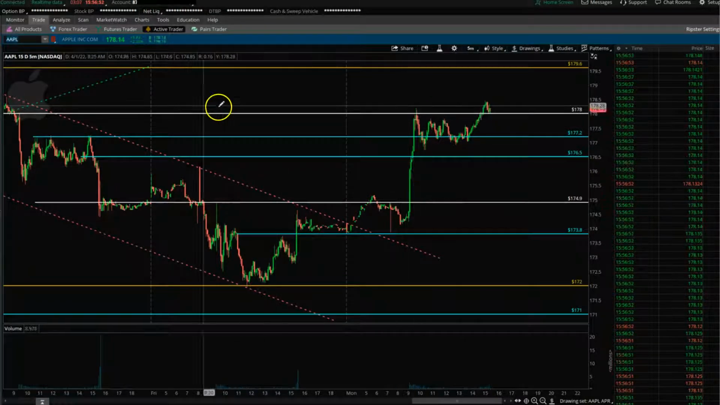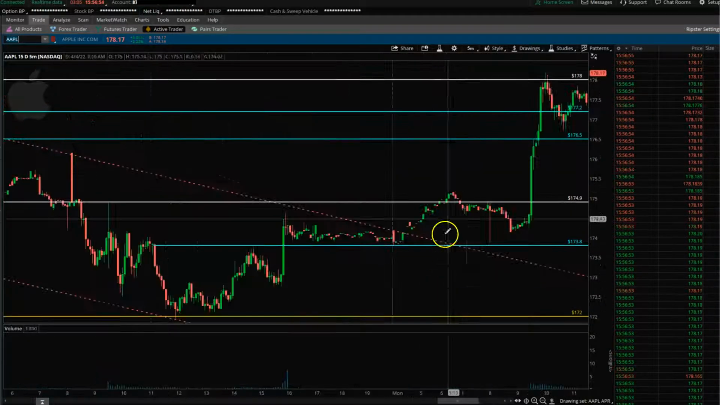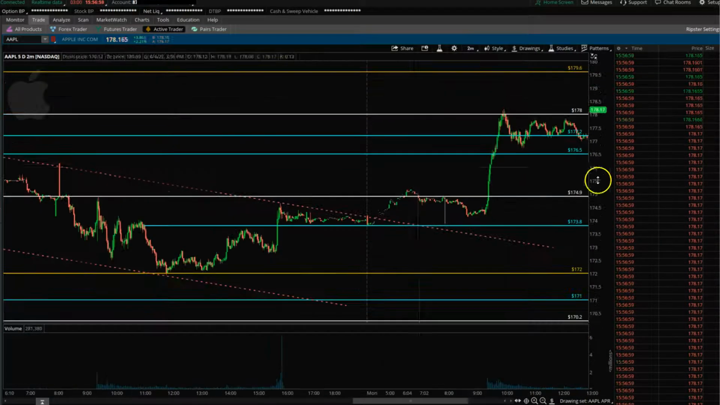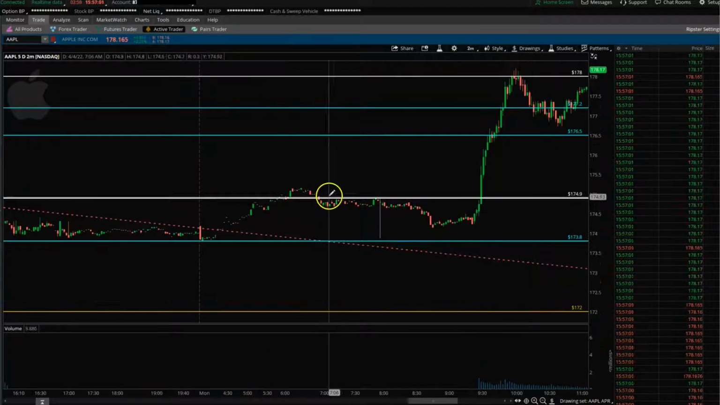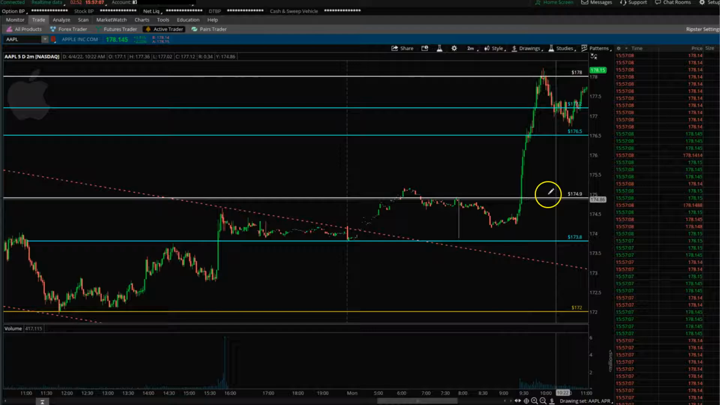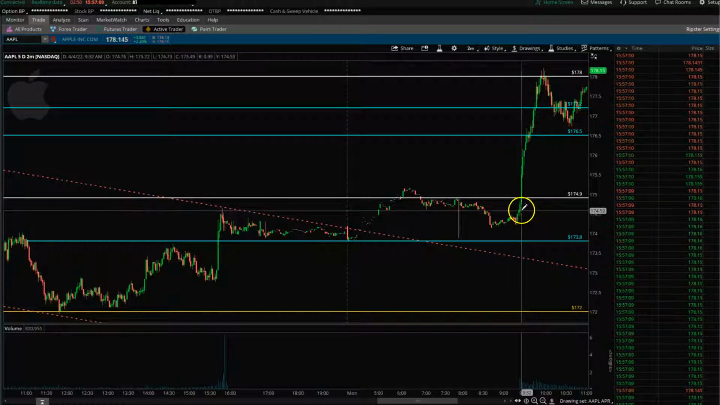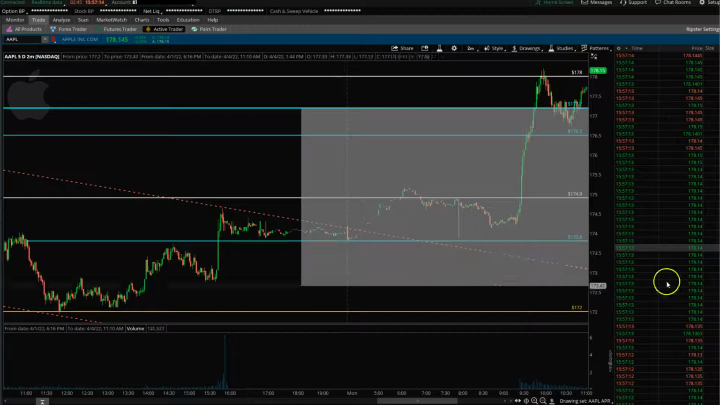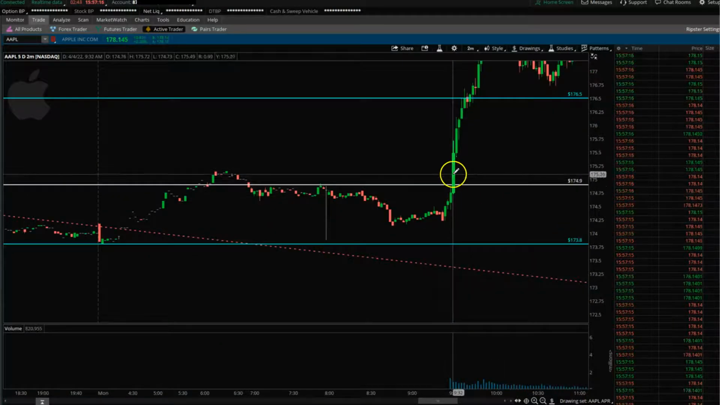So let's see what Apple did. Let's get into maybe a 2-minute chart just so that we can break it down a little bit further. So pre-market, it was kind of sideways holding. That's fine. And immediately after the open, it popped above 175. So that should have been the level for you to get long.